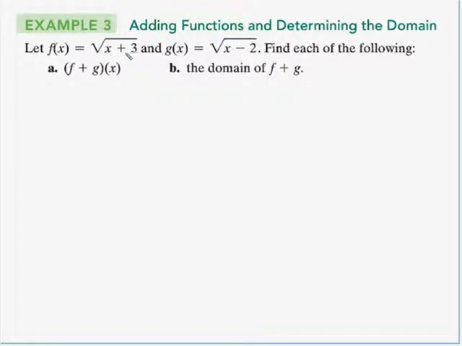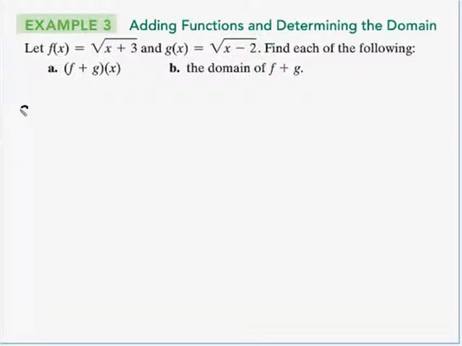Okay, and example 3 is our last example for this video. Adding functions and determining the domain. Now here's two separate functions. f of x is a radical, square root of x plus 3. And g of x is also another radical, square root of x minus 2. So they want us to find each of the following.